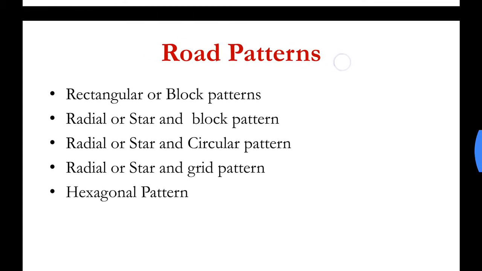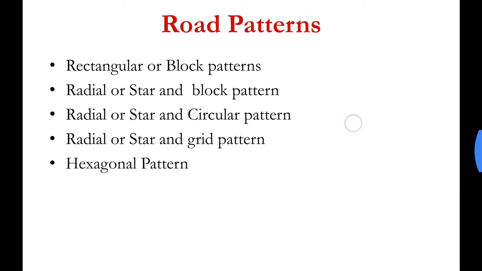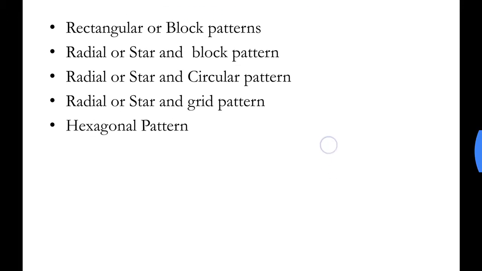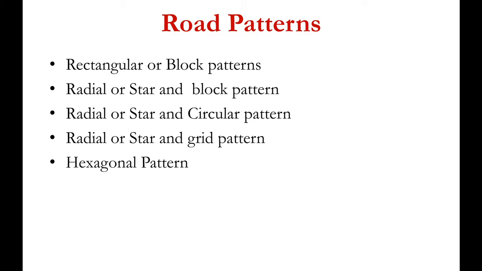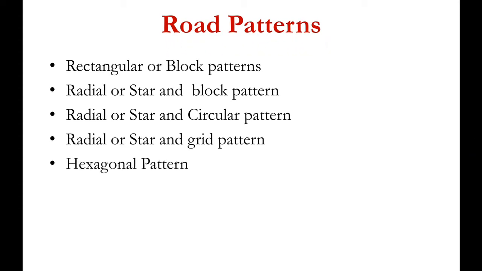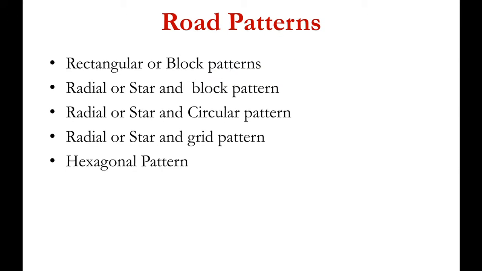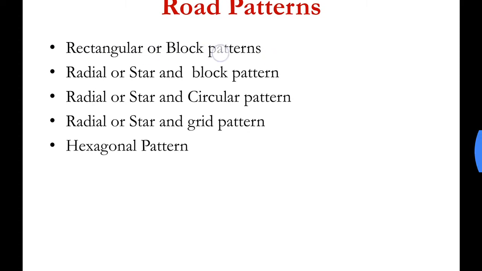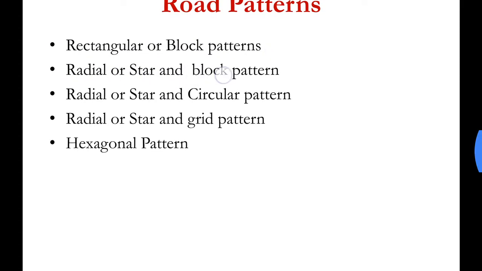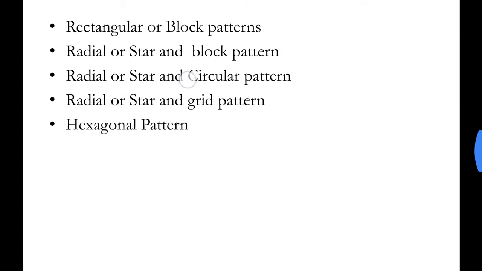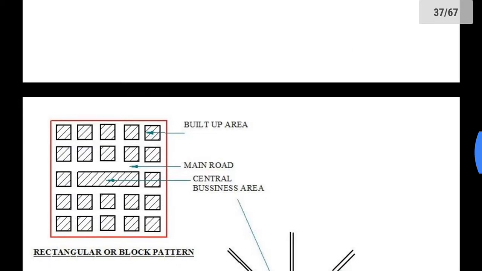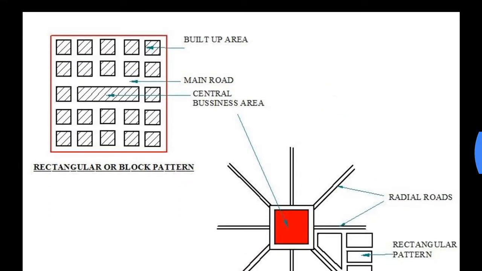Next topic is road patterns. Whenever we are looking to develop an area, we plan the road network accordingly. There are a few types of road patterns that we use. We will discuss them now. The first type of pattern is rectangular or block pattern. Second is radial or star and block pattern. Third, radial or star and circular pattern. Then radial or star and grid pattern, and hexagonal pattern. Let us look at them in the diagram.